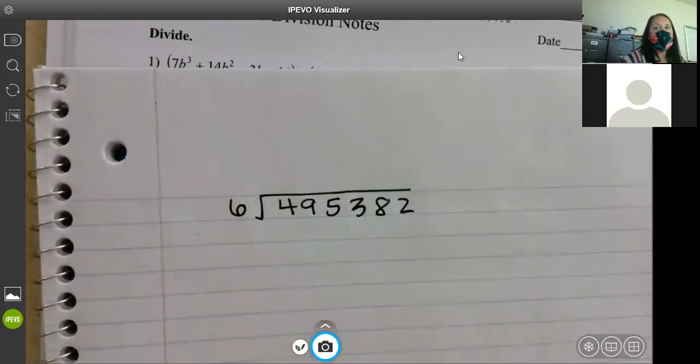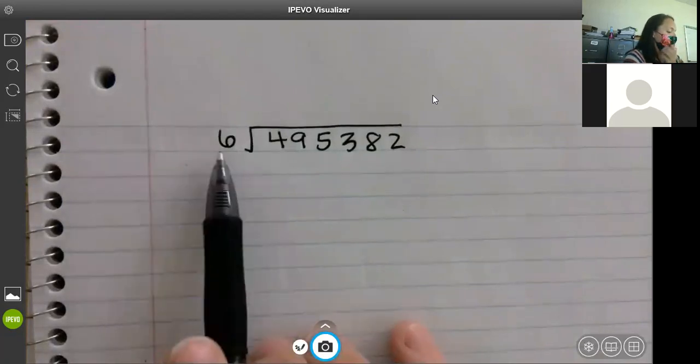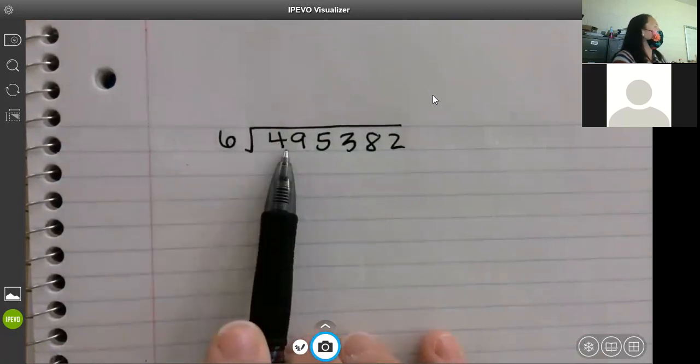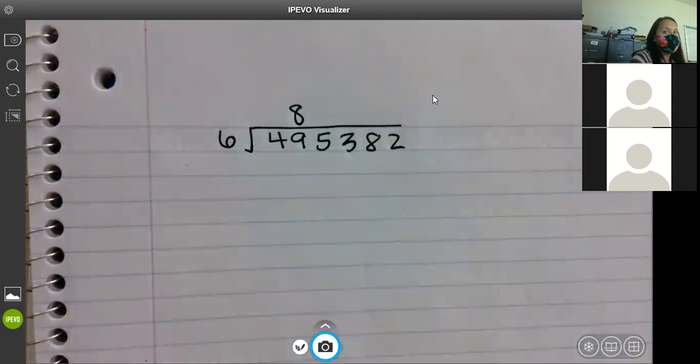So how do we divide this? Like back in the day, how do we divide it? Will 6 go into 4? No, so we just went to the other. 49. Will 6 go into 49? How many times? 8. What do we do after that? You put 48 under the 49. How'd you get 48? I know this is going to sound stupid, but just trust me on this. 6 times 8. Yeah, you multiply them together.